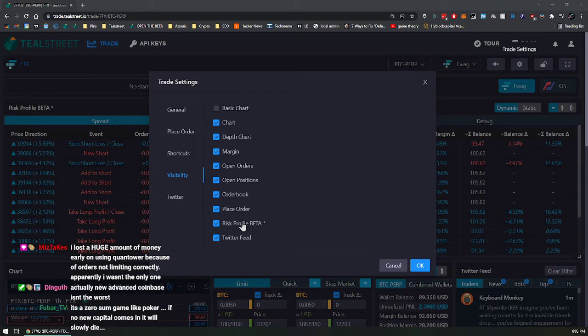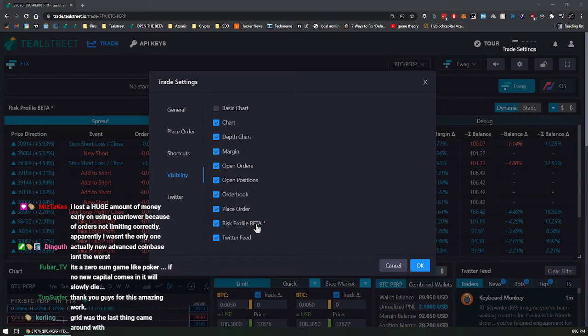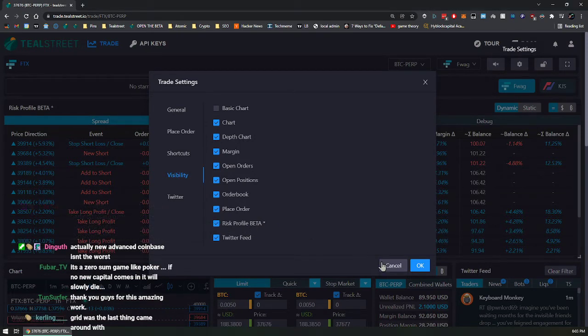For the record, for anyone joining right now, you can start using this right away. If you go to the settings gear, then go to visibility, and it's Risk Profile Beta, you just check this box and you can start using it.